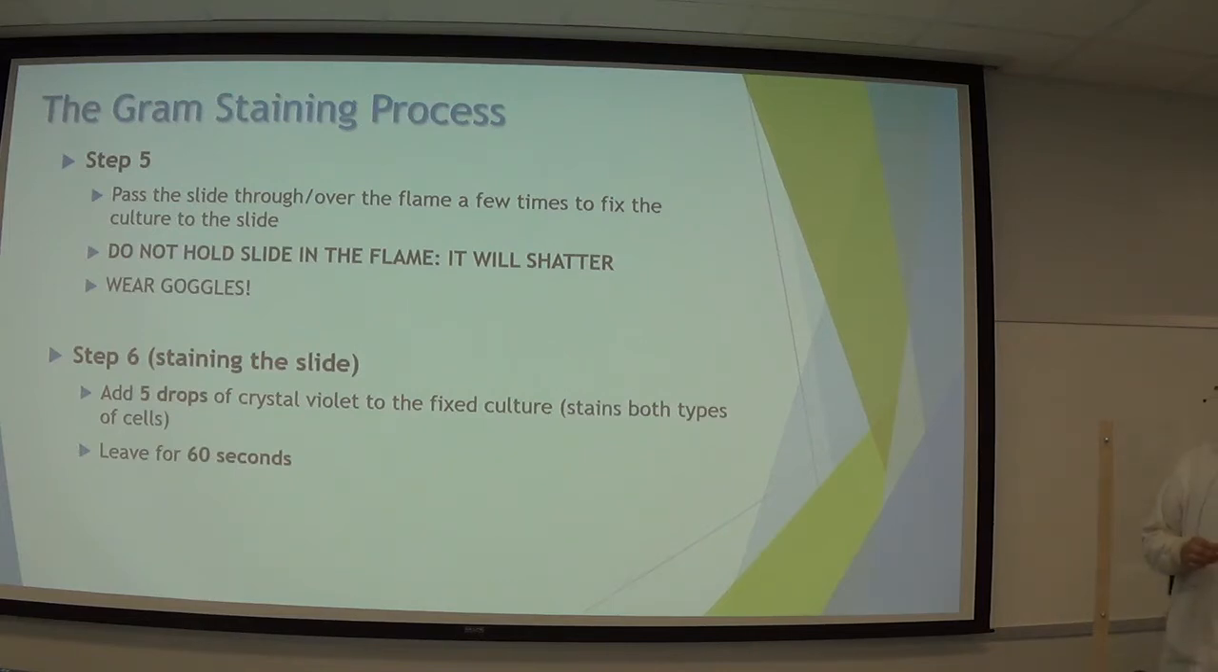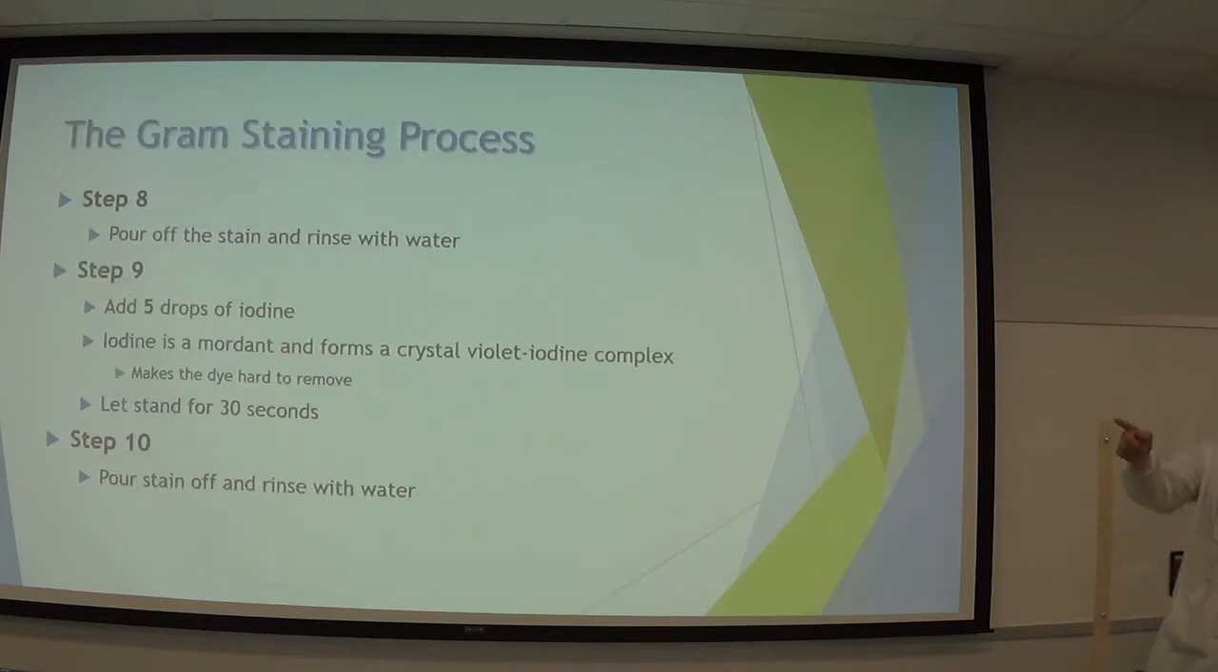So once you're done with all of that, again, you're going to have your slide on the clothespin. You're going to put 5 drops of crystal violet onto the center of the circle, and you're going to let it sit for 60 seconds. Make sure you use that clock over there. Then you're going to pour off the stain and rinse it with water. So just tilt it into these little bowls that we provided, and just make sure the stain comes off.